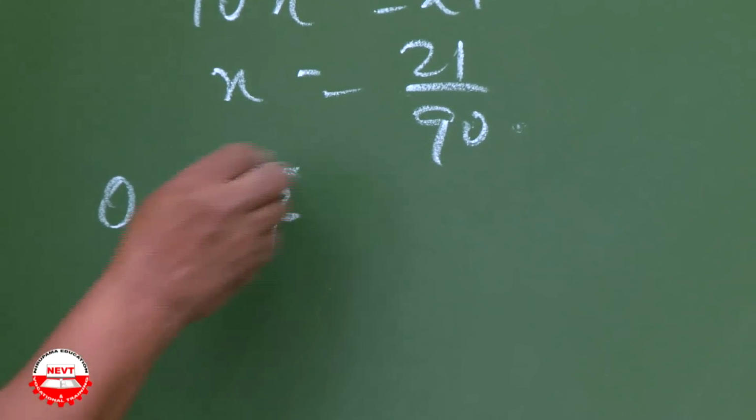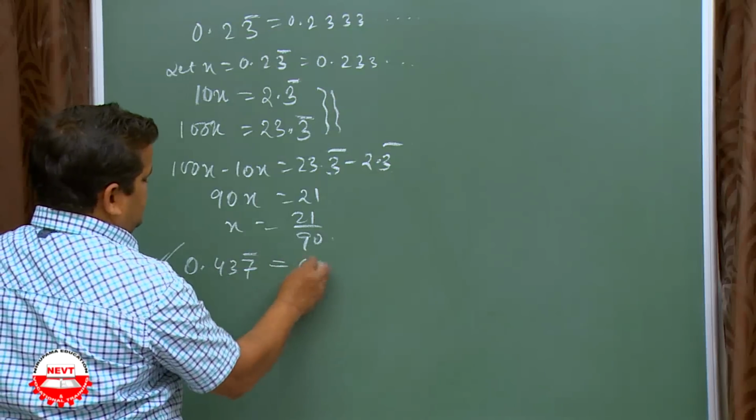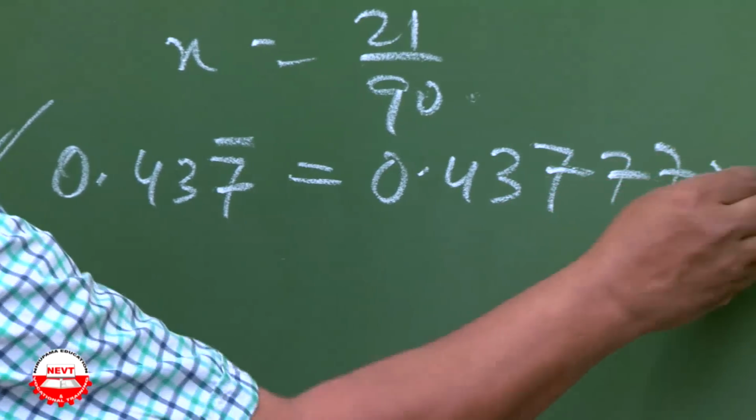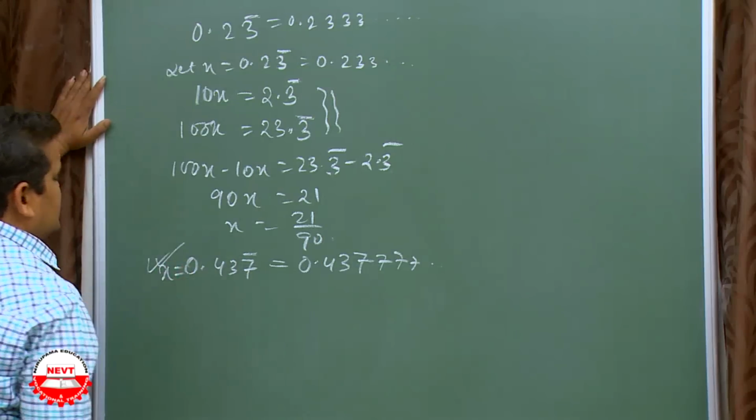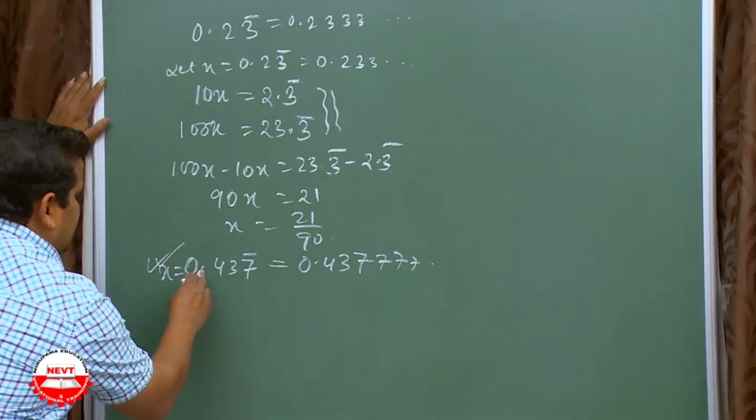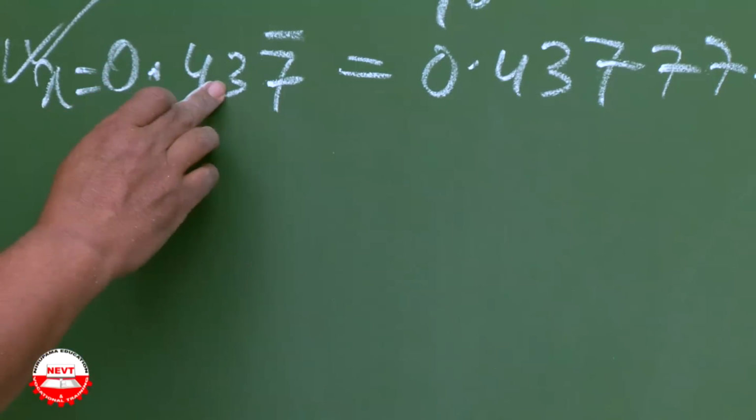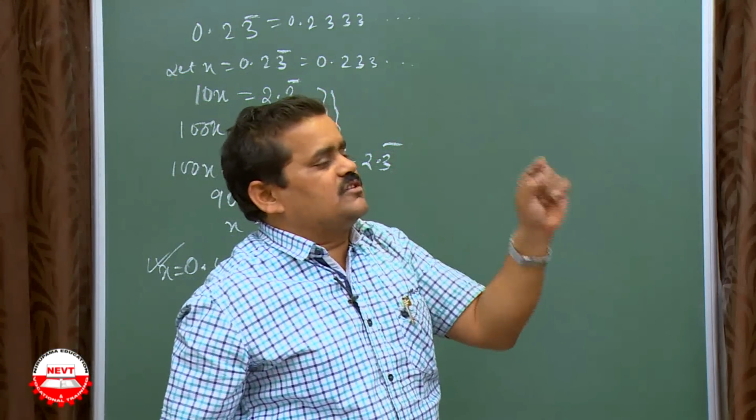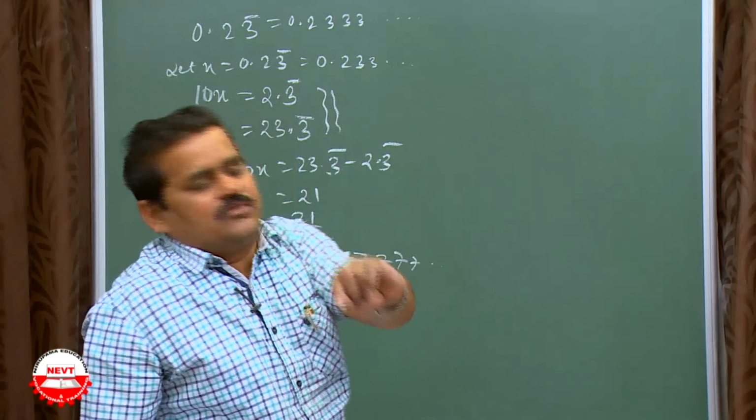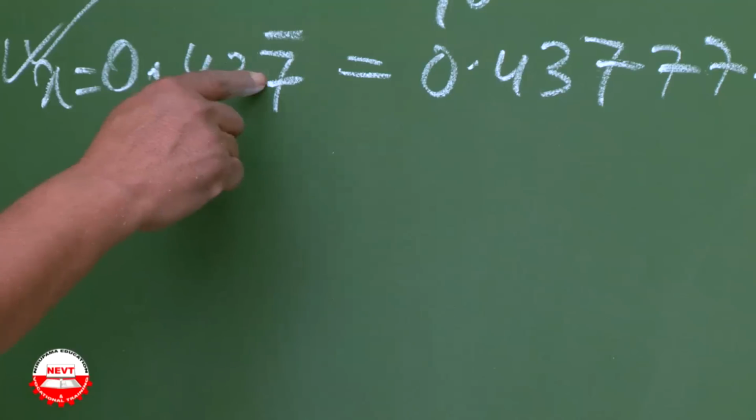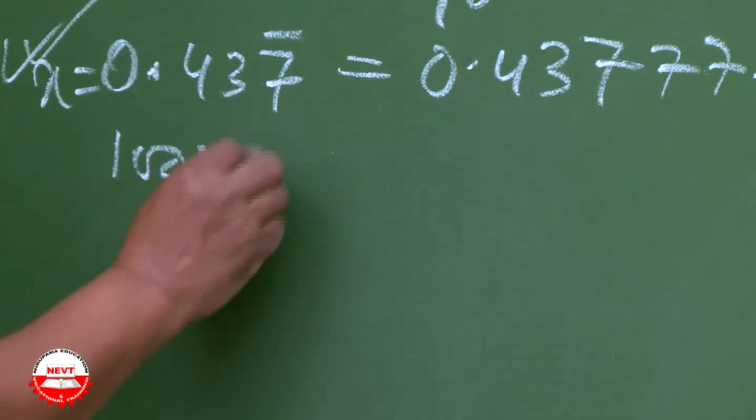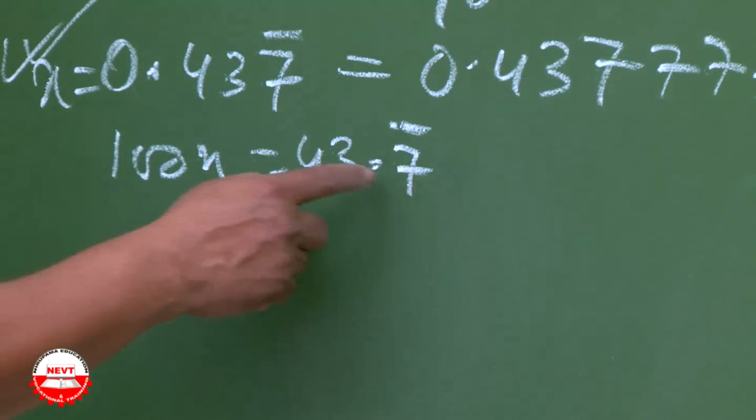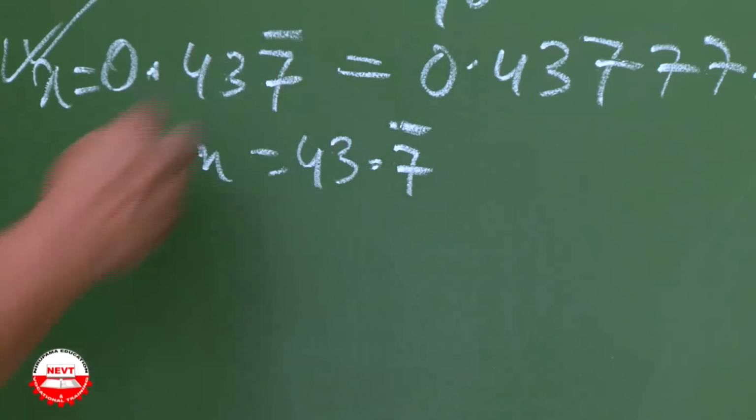Similarly, another pattern. Let's say 0.437 with the bar only on the 7. How will you write it? 0.437, with 7 repeating. So let x be this. If you find 10x, the decimal moves only one place. But I am telling you to find two numbers, so that the bar starts right after the decimal. So shift the decimal and directly make 100x, which is 43.7 bar. So one bar number comes after the decimal.